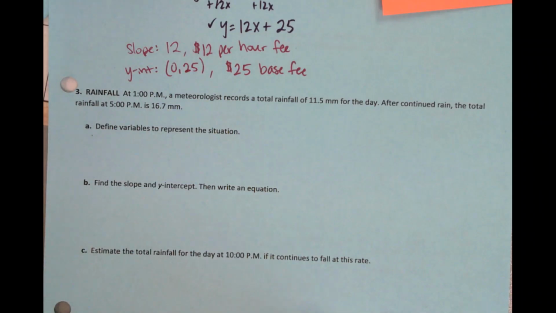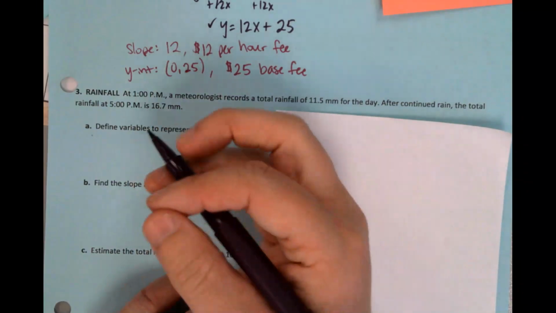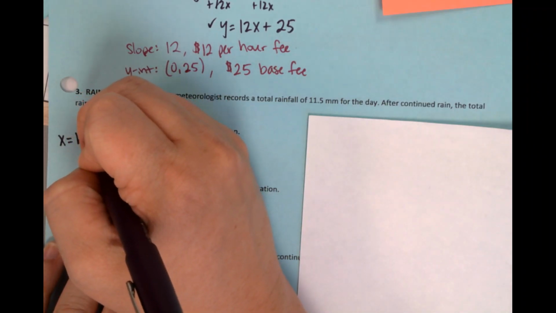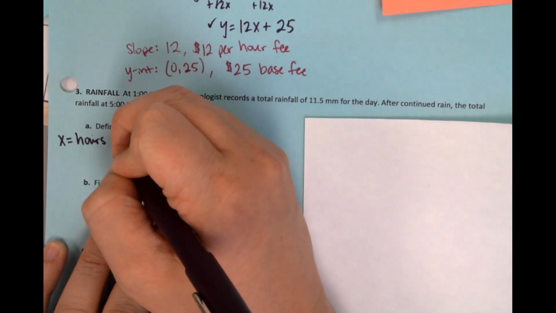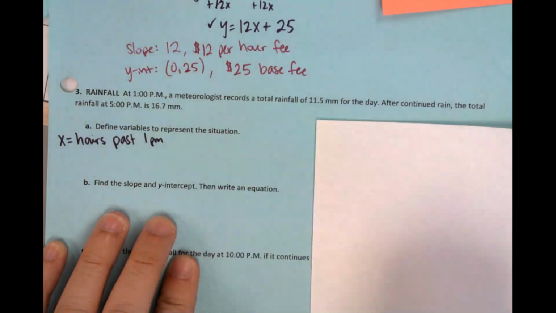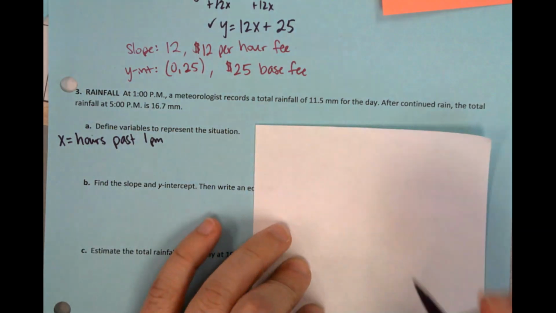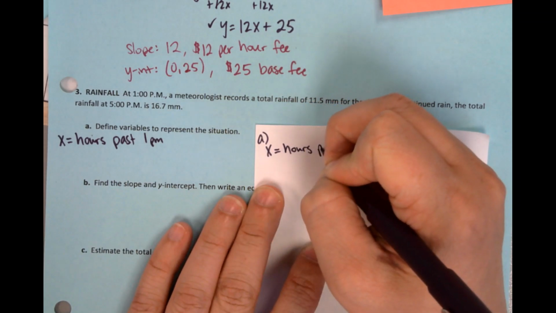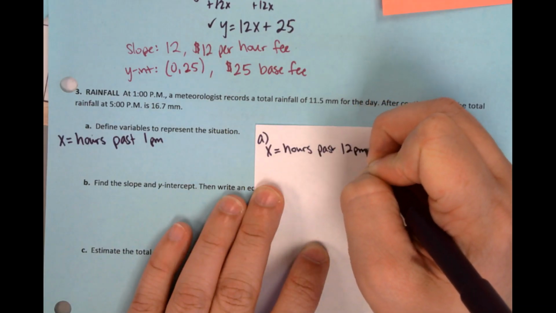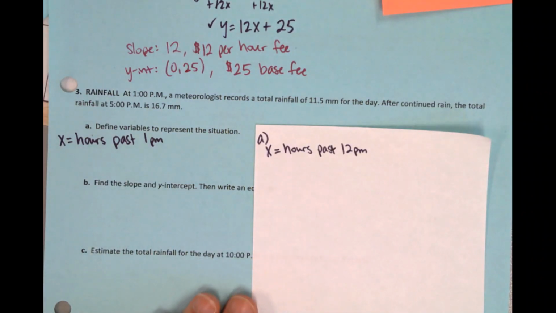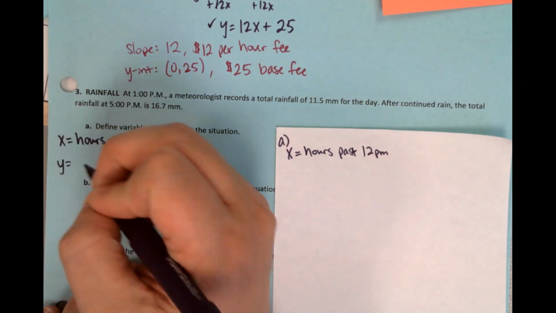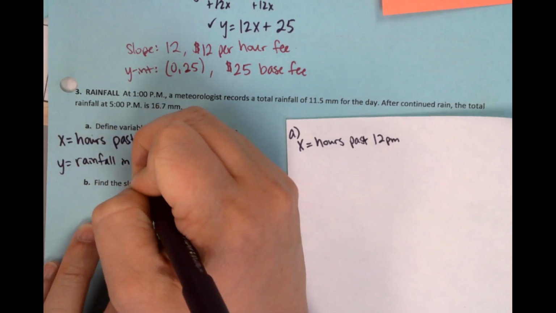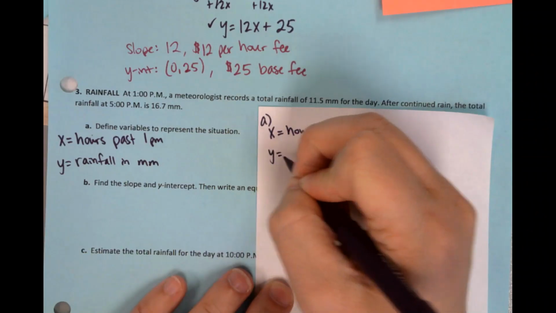So first we have to define the variables. The book defines the variables: x equals the hours past 1 p.m. When I worked with some students, I defined the variables: x were the hours past 12 p.m. y is defined as the rainfall in millimeters. Same thing here.